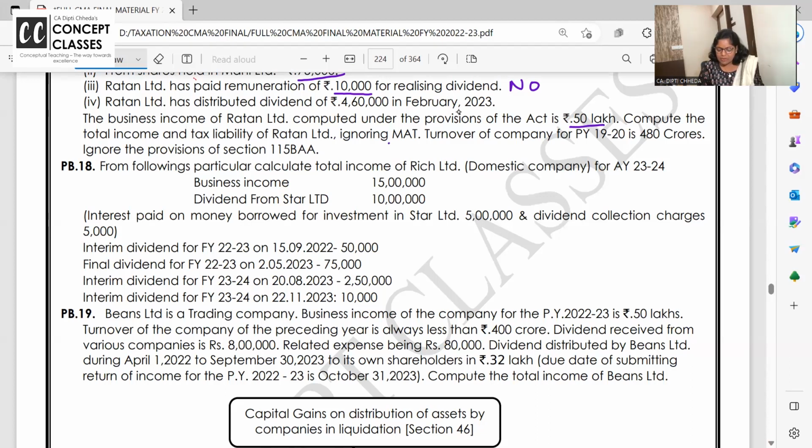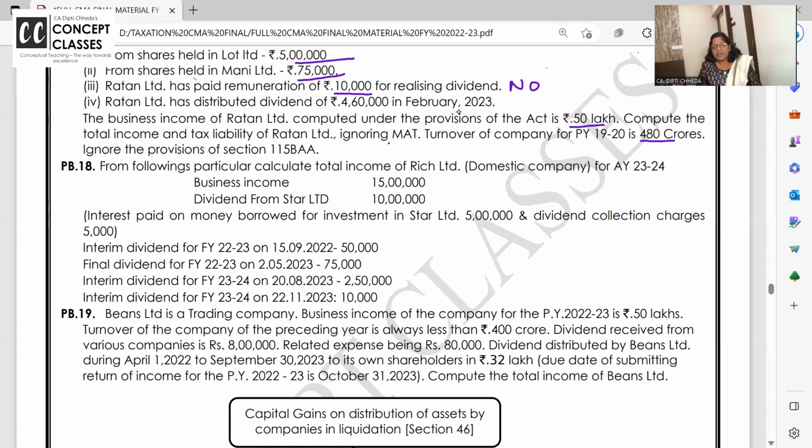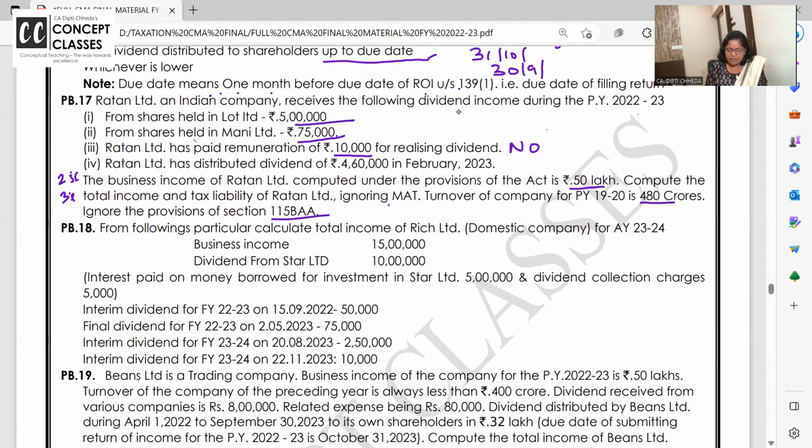Turnover of the company 2 years back is 480 crores. If it is less than 400 crores, they are paying the tax at 25%. But here they'll pay the tax at 30%. And they are not special companies who are paying the tax at 22% and 25%. So 17th problem, this is the data. Let us put it in the notebook.